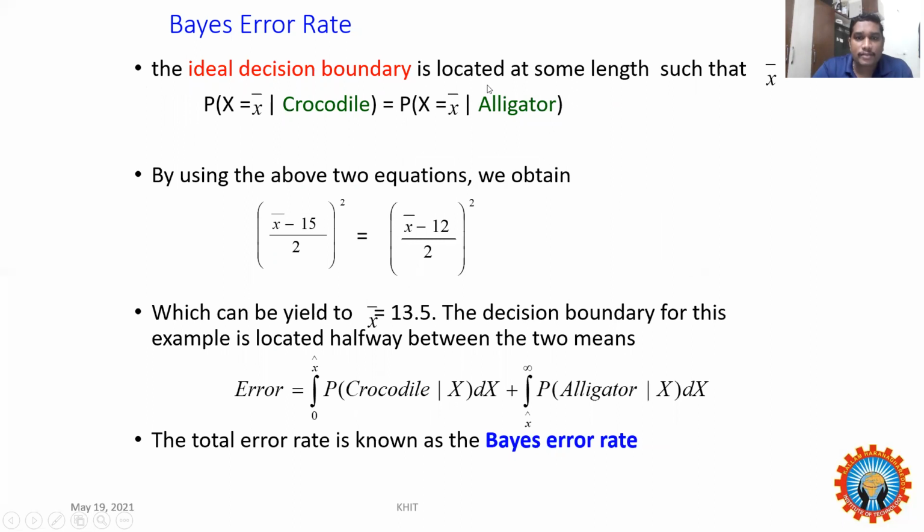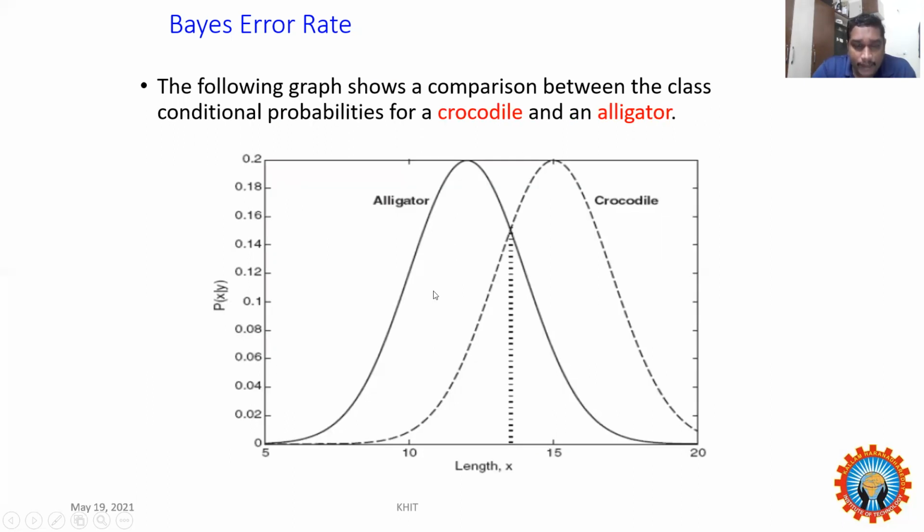So the ideal decision boundary is located at some length x, where we assume crocodile and alligator. Using these two equations, we get a value. We are calculating the value, which is 13.5. Based upon this 13.5 value, from 13.5 to 15 and beyond, the crocodile size will be there. From 13.5 down to 0, if that is the length, then you can say that it is an alligator. If it is above 13.5, you can say that it is a crocodile.